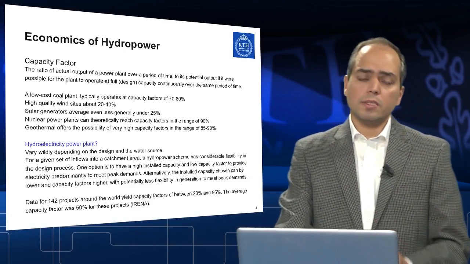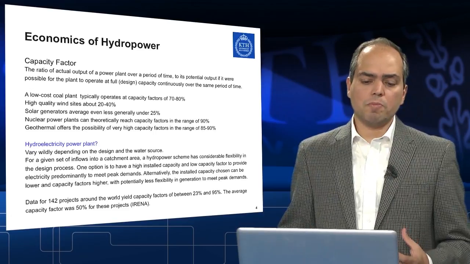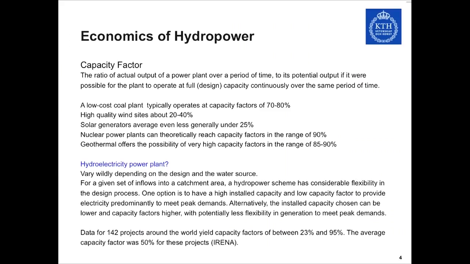I would like to highlight the capacity factor and its role. The capacity factor of a power plant is the ratio of the actual output of a power plant over a period of time to its potential output if it were possible for the plant to operate fully at the full capacity continuously over the time.